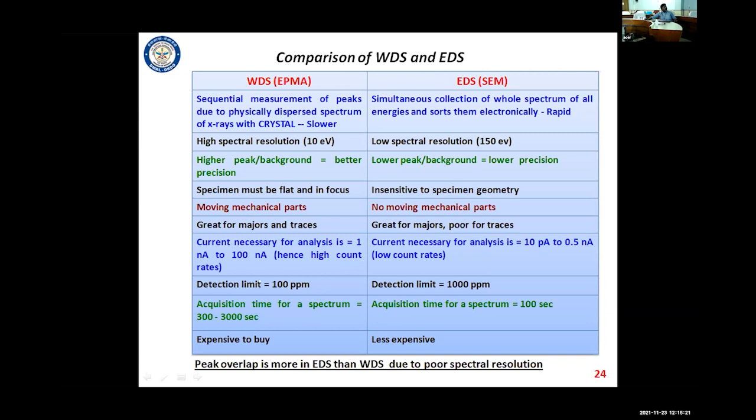And this is the detection limit. So up to 100 ppm of a particular element can be determined using the EPMA, whereas in SEM it should be at least 1000 ppm.